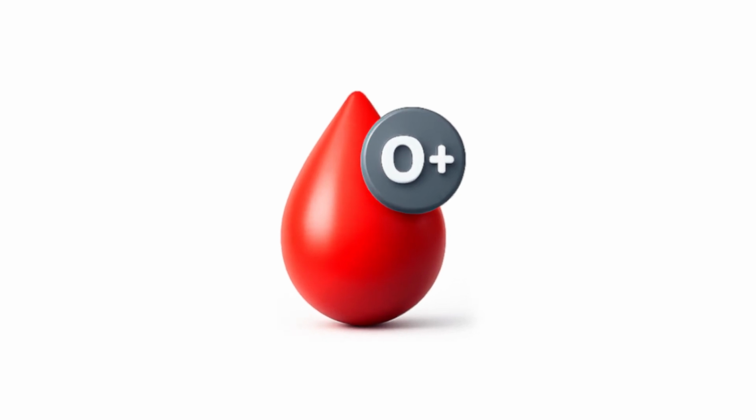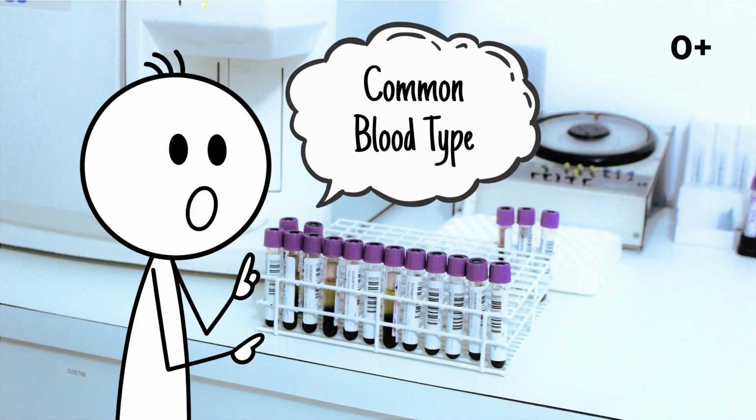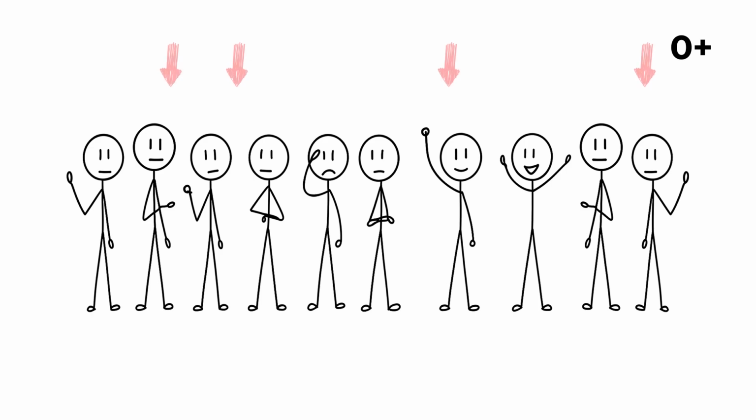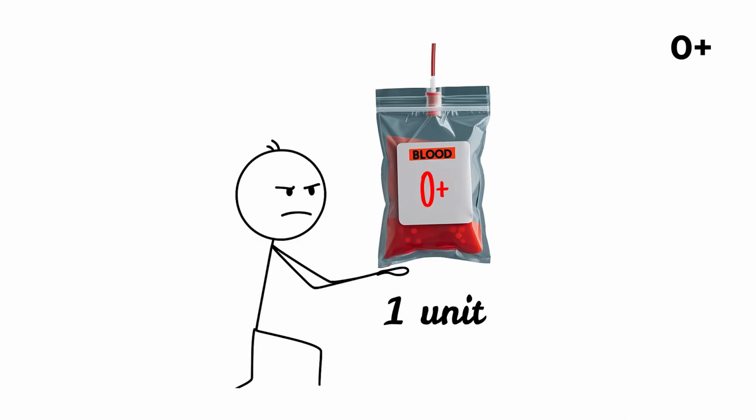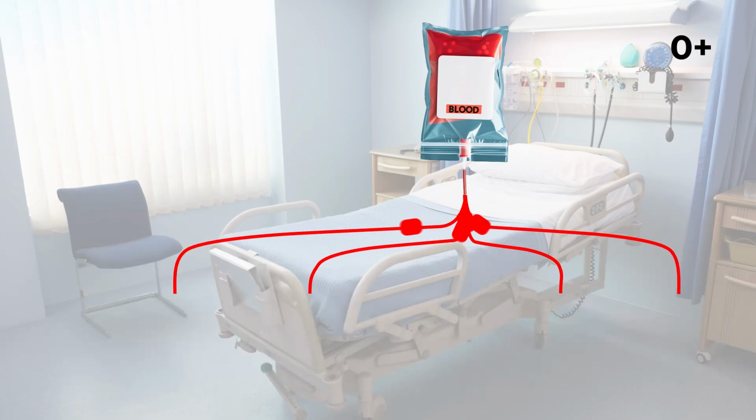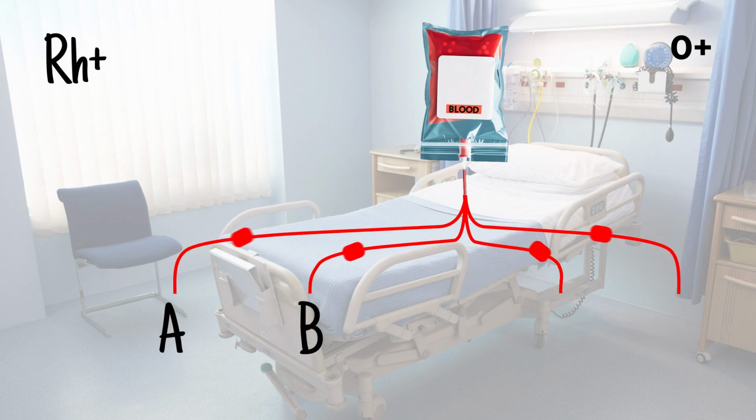O positive. O positive is the most common blood type globally, found in roughly 4 out of every 10 people. Its most remarkable trait is its broad reach in transfusions. 1 unit of O positive blood can be given to any patient who is RhD positive, whether their type is A, B, AB, or O.